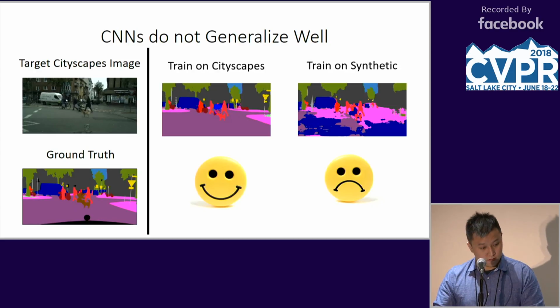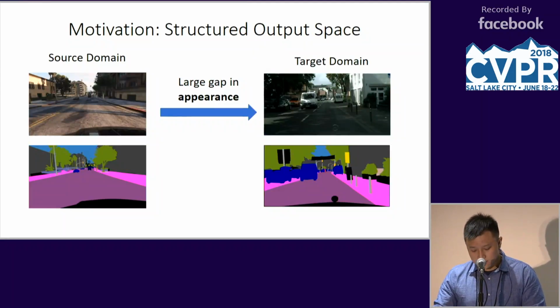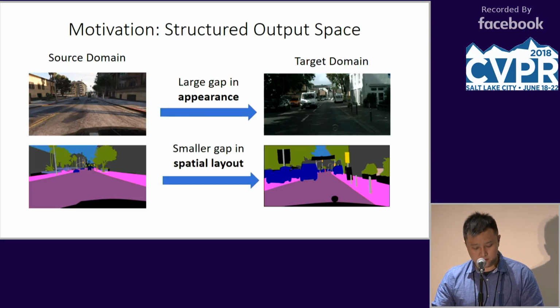In the domain adaptation problem, we found that even though the appearance gap between the source and target domain is large, the spatial layout of semantic segmentation is still quite similar between two domains. For example, the bottom part of semantic segmentation will mostly be road, and the pedestrians are mostly on the sidewalk. Therefore, we propose a method based on the observation that the output space of semantic segmentation is highly structured.